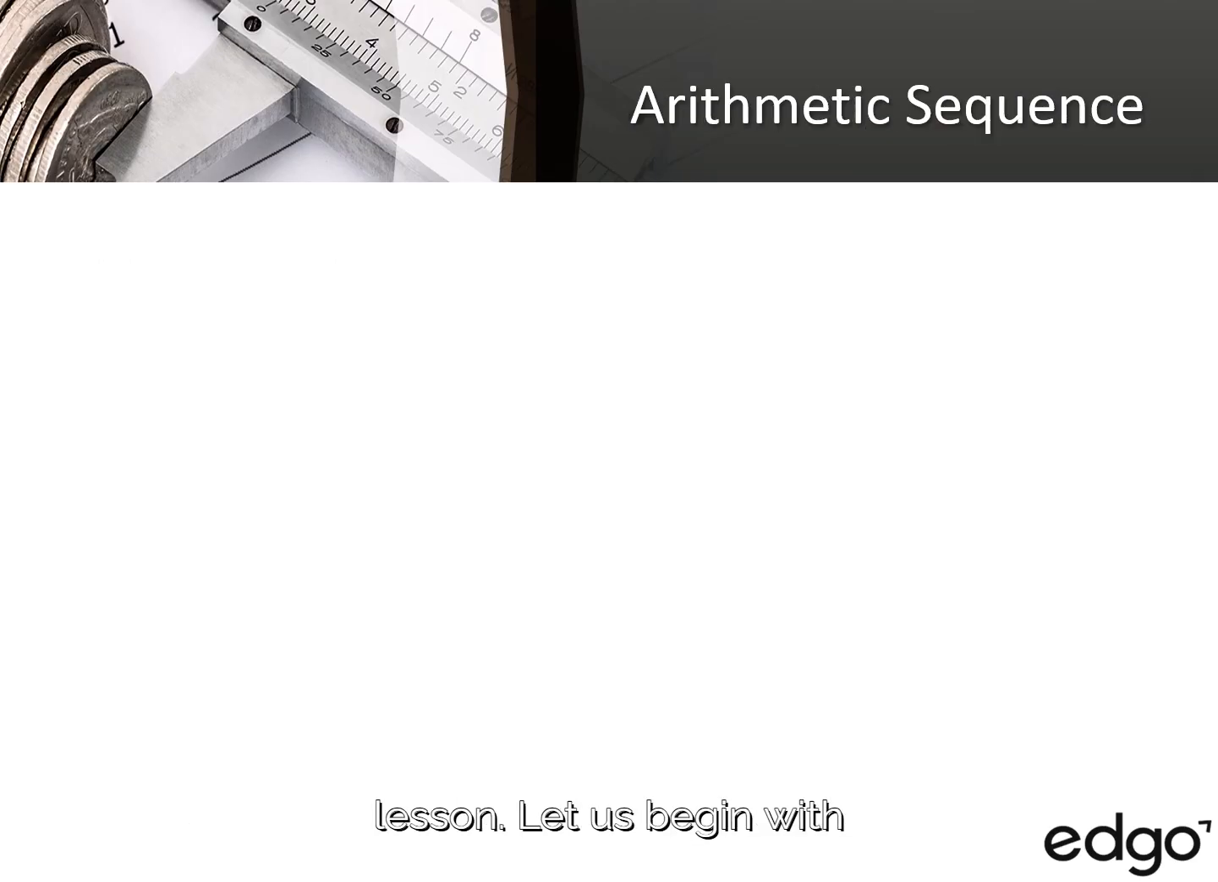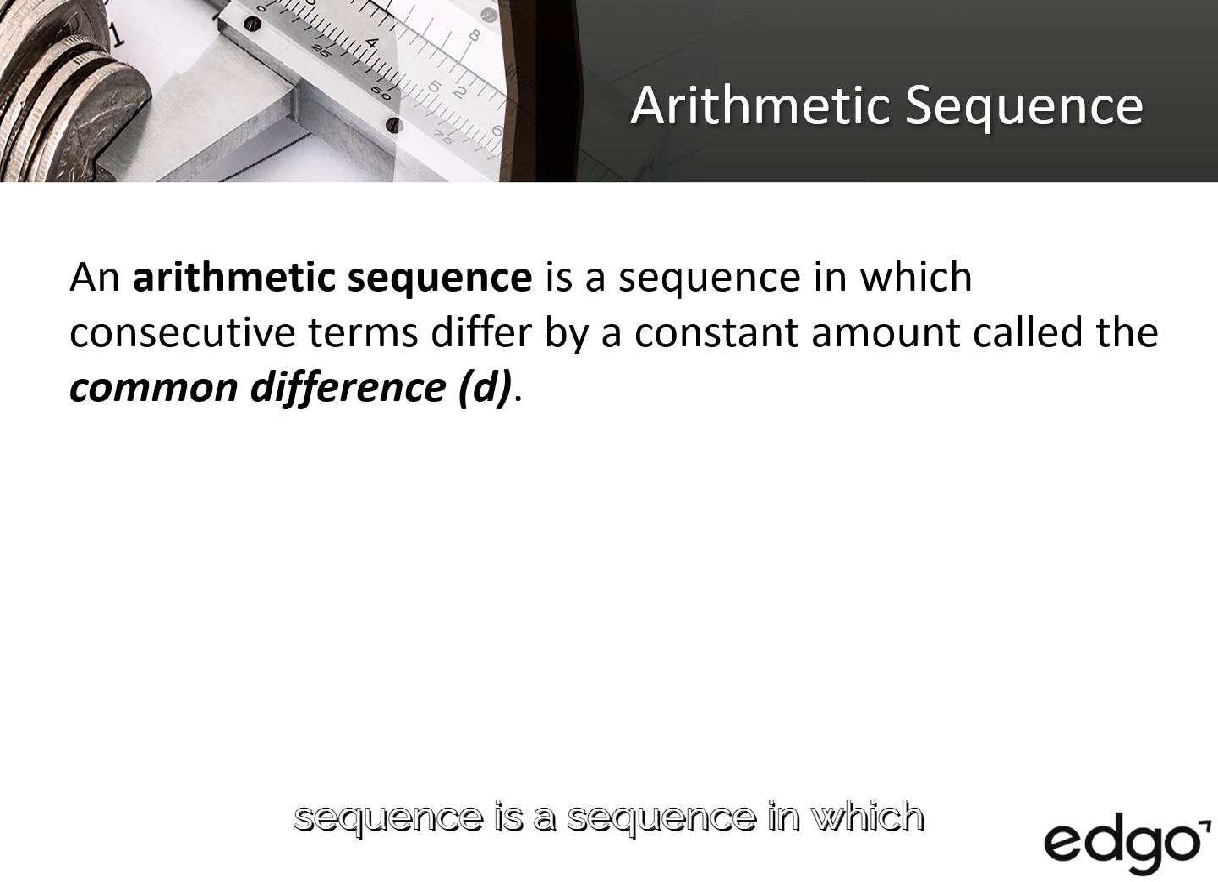Let us begin with an arithmetic sequence. An arithmetic sequence is a sequence in which consecutive terms differ by a constant amount. This constant amount is called the common difference, represented by the letter d.